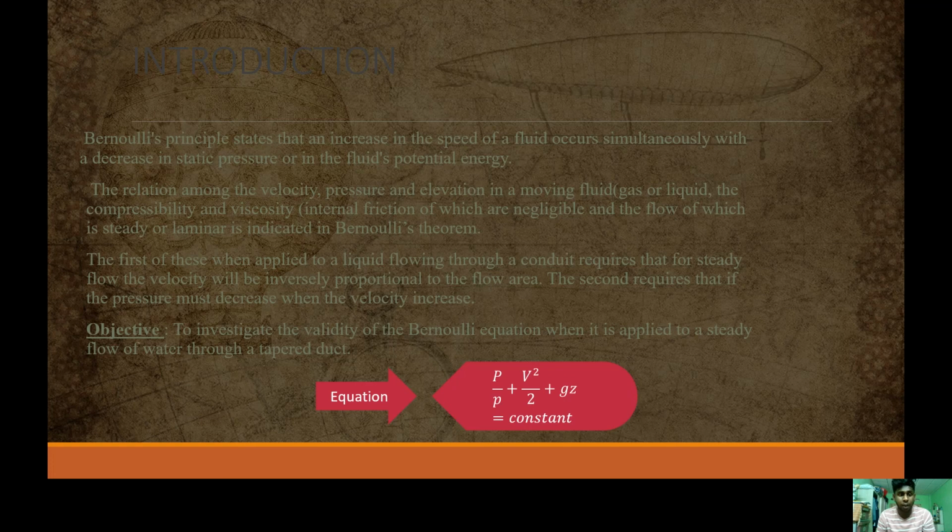The first of these, when applied to a liquid flowing through a conduit, requires that for steady flow, the velocity will be inversely proportional to the flow area. The second requires that the pressure must decrease when the velocity increases. The objective is to investigate the validity of Bernoulli's equation when it is applied to a steady flow of water through a taped duct.